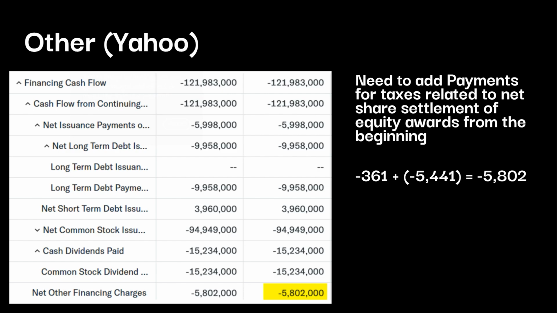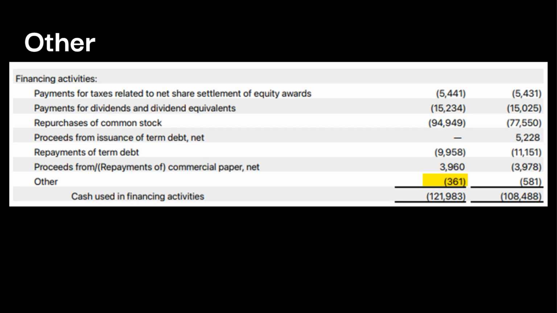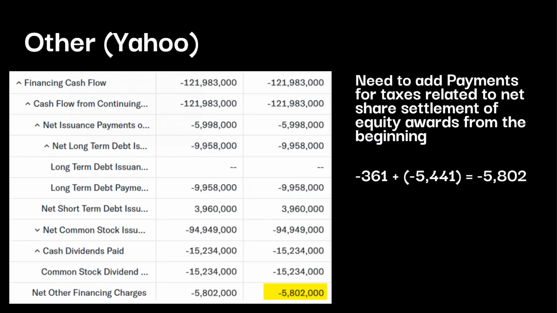And one thing I wanted to mention for other on Yahoo, right, this is different. You can see negative 5802, where over here it's just 361. So you need to add in payments for taxes related to net share settlements of equity awards from the very beginning. So you see negative 361, and you add in another negative 5441, and you get the value of 5802. That's why in the beginning there wasn't a screenshot for the taxes, whereas over here it's included in the other section.